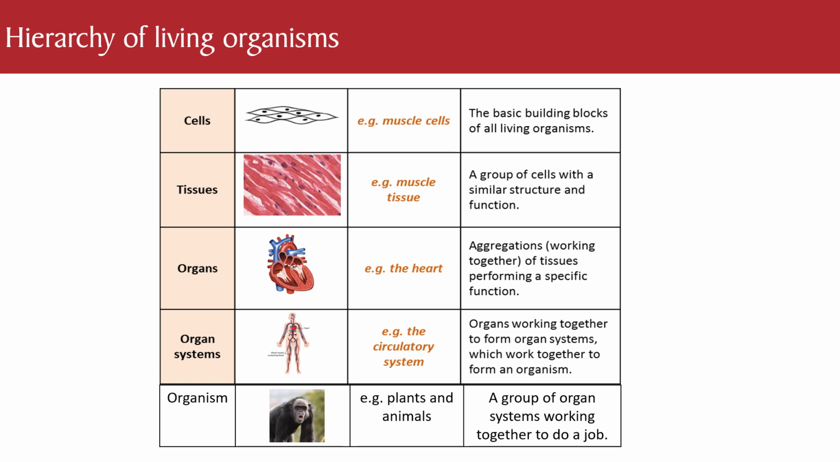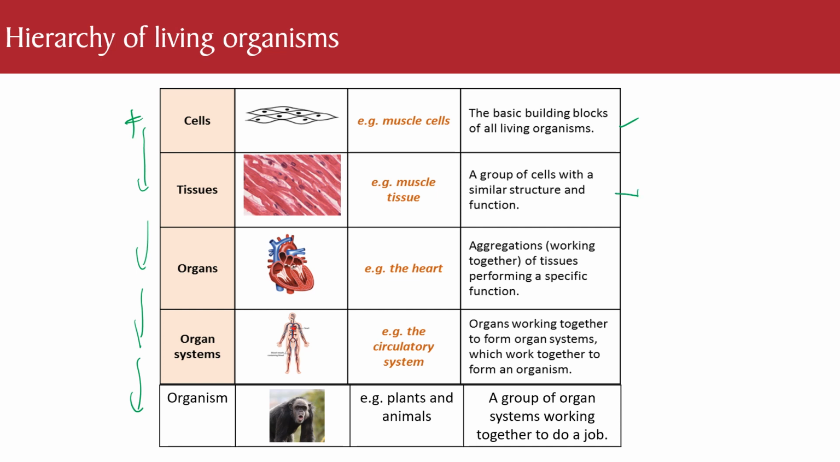Okay, now starting off with hierarchy in living organisms. They could actually ask you what each one of these individual things is. If we start off with cells, a cell is the basic building block of all living organisms. Then they just get bigger. It goes to tissues, organs, organ systems, organism. So you've just got to remember that order.